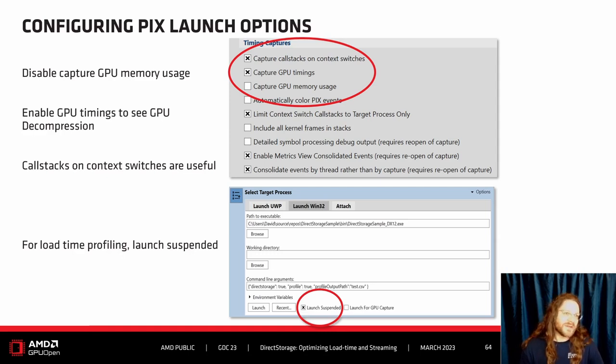We also recommend enabling GPU timing so you can see the effect of decompression on your rendering workloads and potentially other GPU workloads. It's important sometimes to see why things are stalling, and so we also recommend enabling call stacks so you can see all those different context switches and where they come from. And we also recommend that if you're going to be profiling the launch time performance, that you select the launch suspended option.